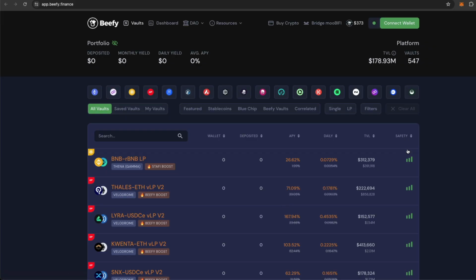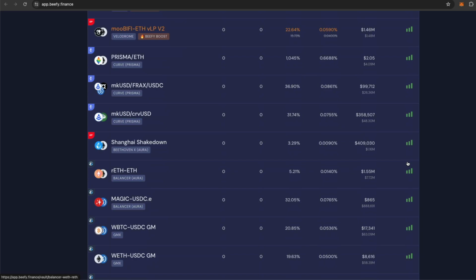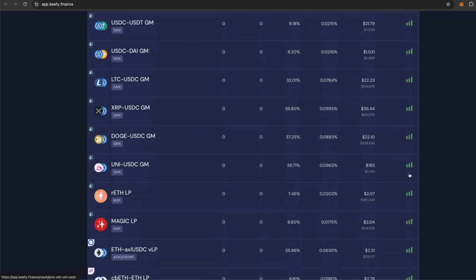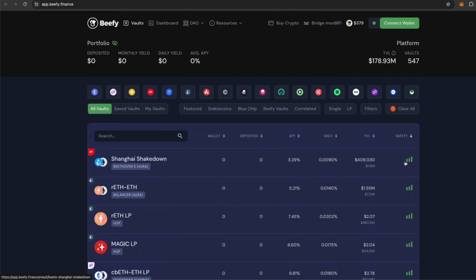They also have this nice little safety section here to try to give you their own indicator whether or not they believe that a pool is safe. Of course, I'd be hesitant to trust anything that says it's safe just because it has a couple green dashes here. I would still do my personal research. But on the flip side, if I was to see something red here, I might reconsider it.